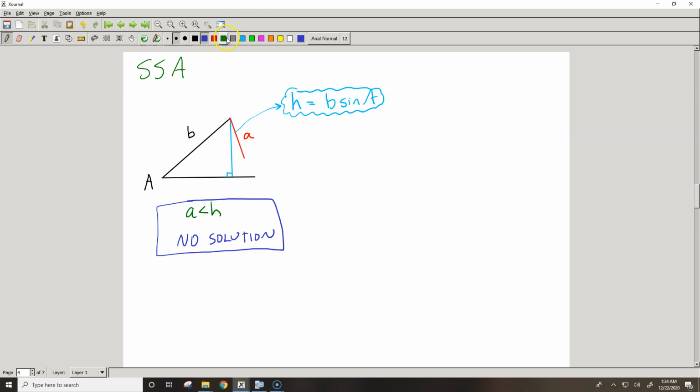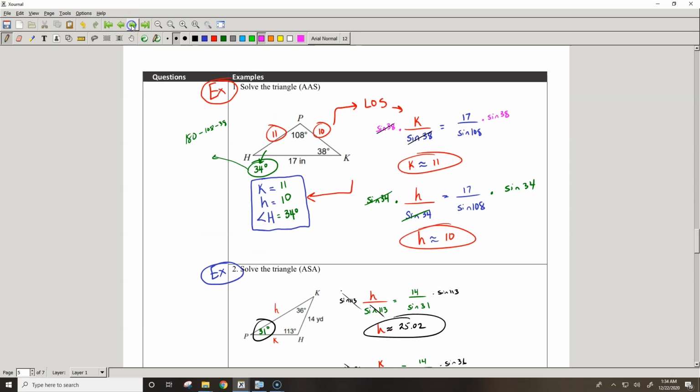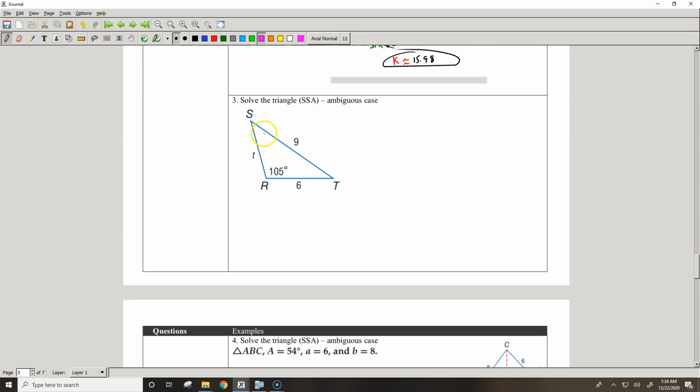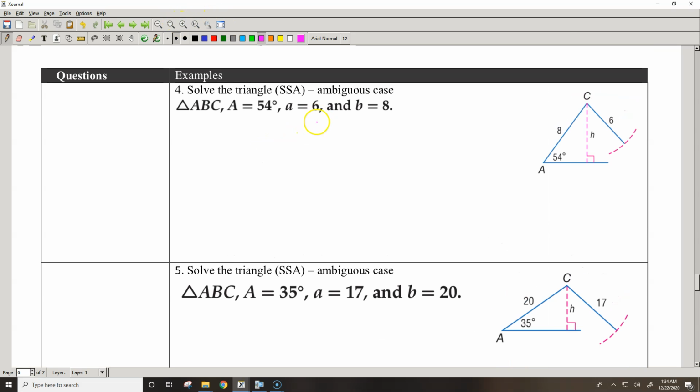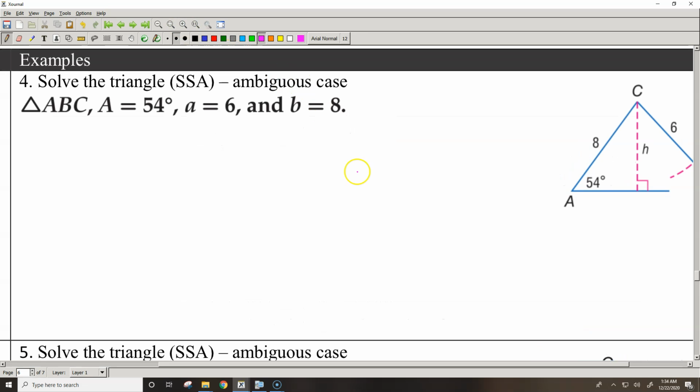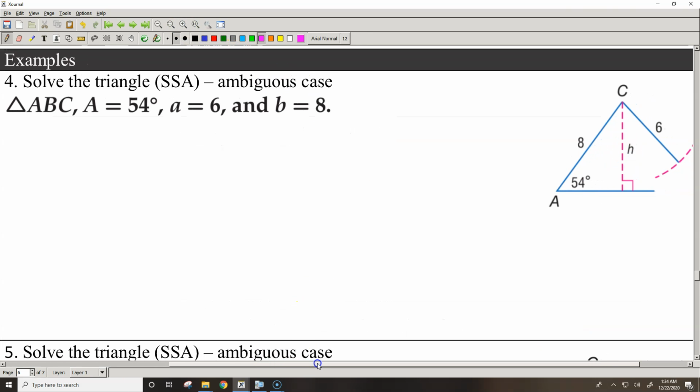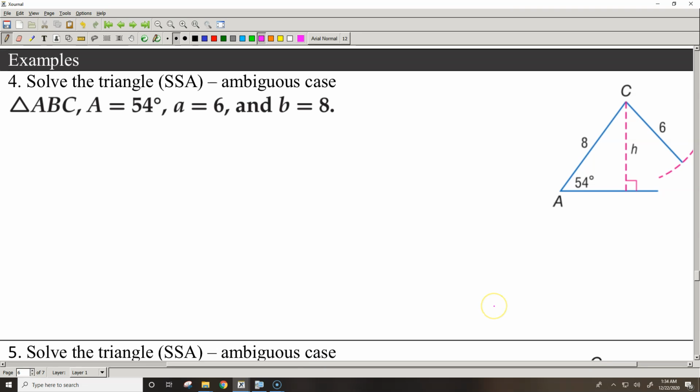Okay, so in your notes, I want you to set aside maybe a big chunk of space where we can write these different cases here. And I'm going to show you a no solution type of example right now. So let's go to this one right here. This would be an example of a no solution right here.